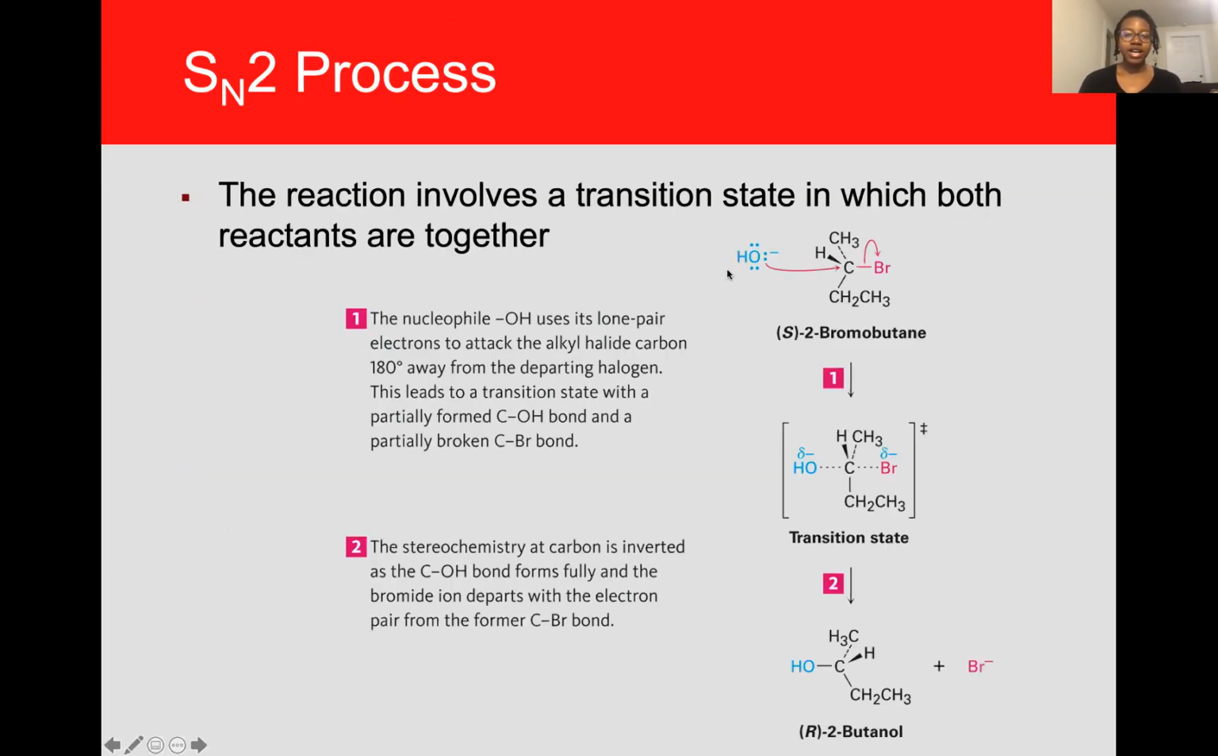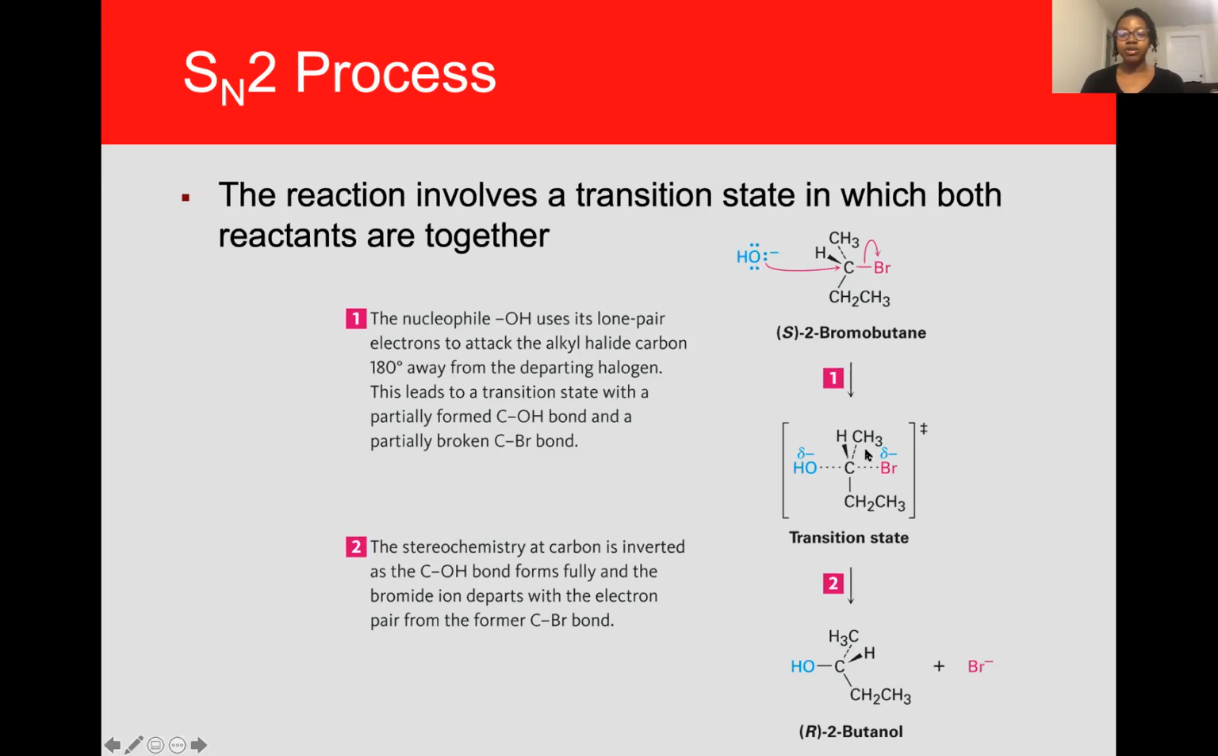So how does the reaction occur? You have your nucleophile and you have your substrate shown here. Your nucleophile has the negative charge on it, and that's going to attack the reacting center, which is the carbon attached to the leaving group. It's going to attack at a 180-degree angle.